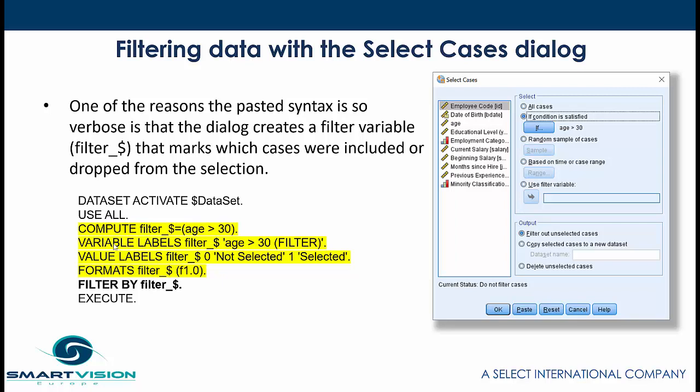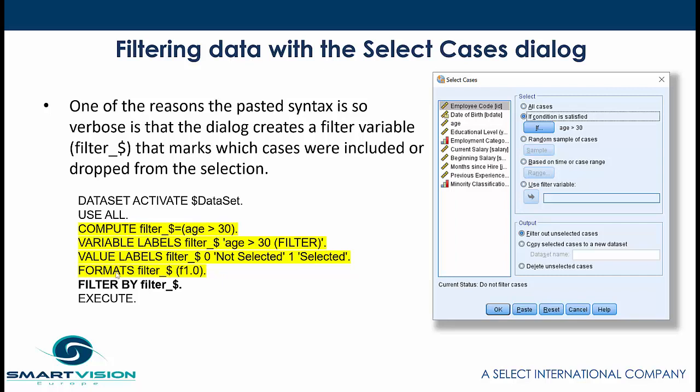And then it attaches a variable label. We saw this in the previous section. It just gives it a label, tells you what that filter does. It's age greater than 30, that's what it's filtering on. It attaches some value labels in case you forget which one's selected and which one isn't. 0 means it's not selected, 1 means it was selected, meaning they were aged over 30.